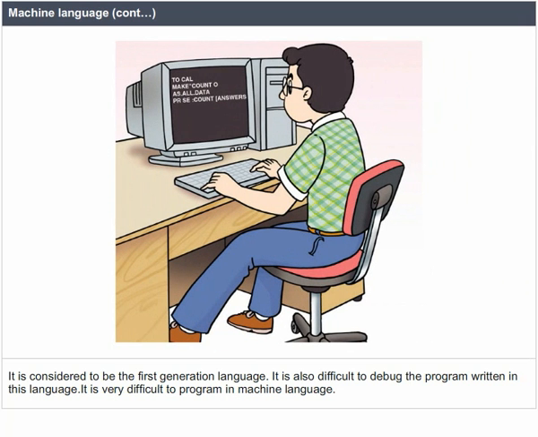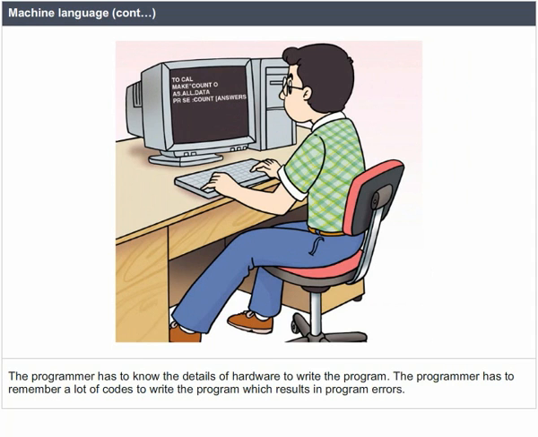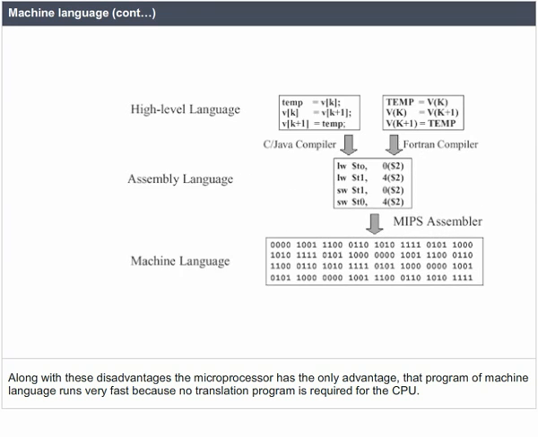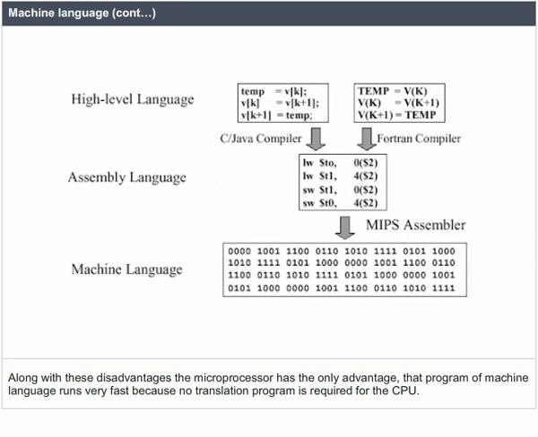It is very difficult to program in machine language. The programmer has to know the details of hardware to write the program. The programmer has to remember a lot of codes to write the program, which results in program errors. Along with these disadvantages, machine language has the only advantage that its programs run very fast because no translation program is required for the CPU.